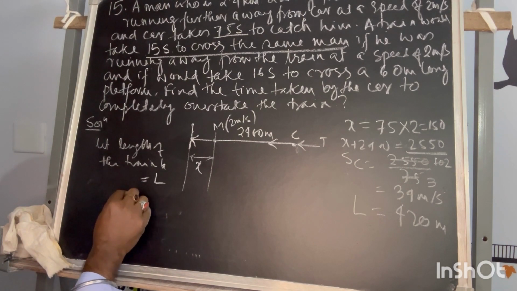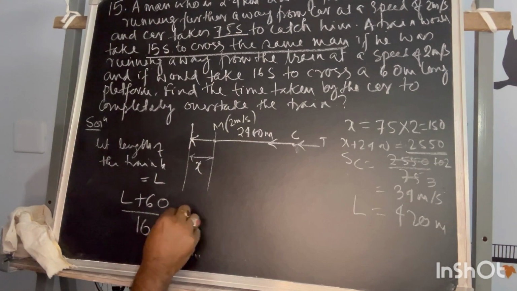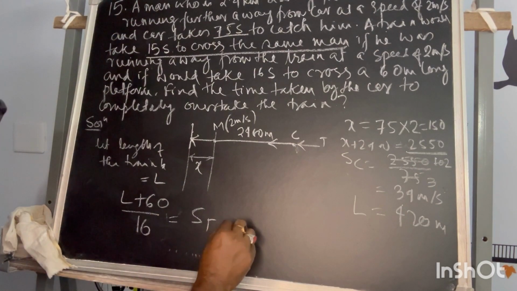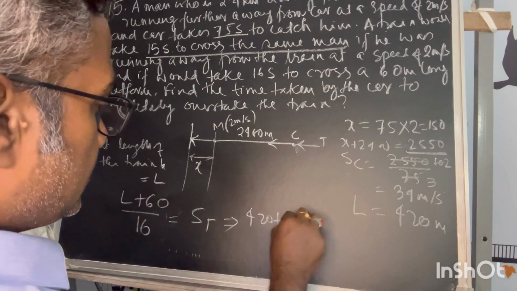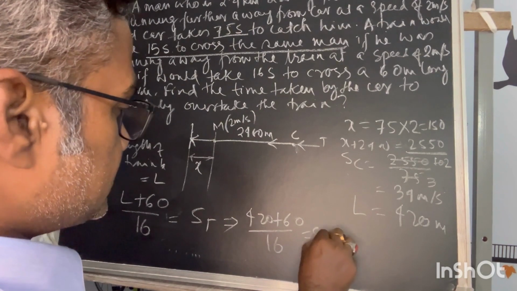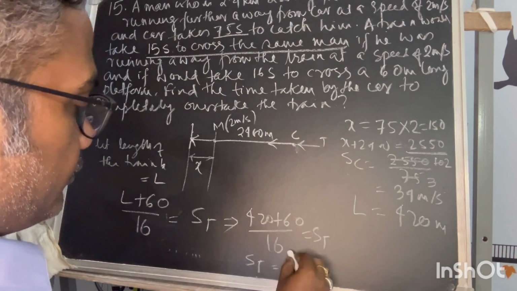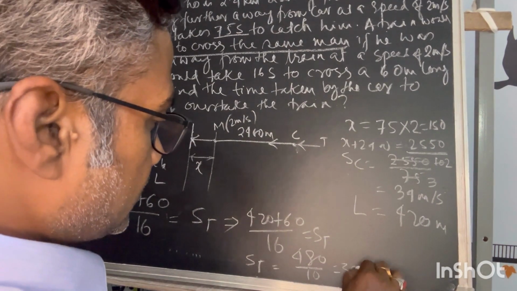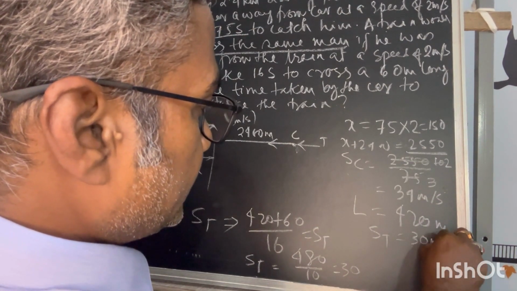So train is covering L plus 60 in 16 seconds, that is your st. So length is already known, 420. So from there, 420 plus 60 by 16 is equal to st. So st is how much? 480 by 16 is 30. So the st is equal to 30 meters per second.